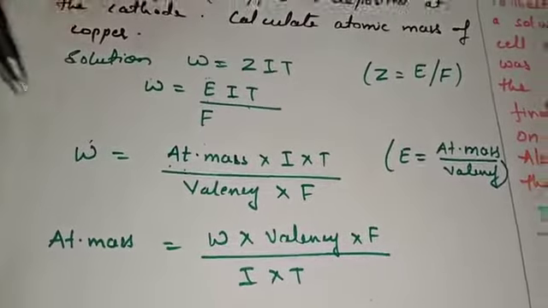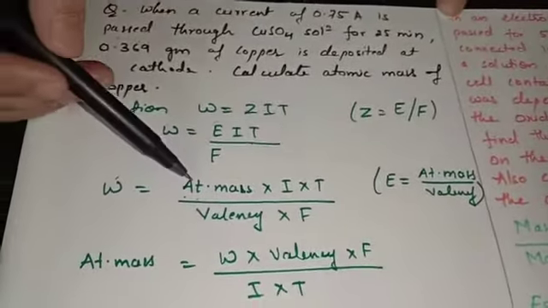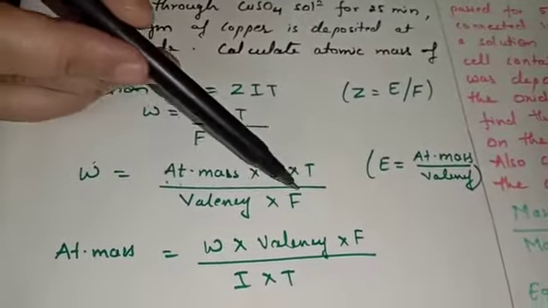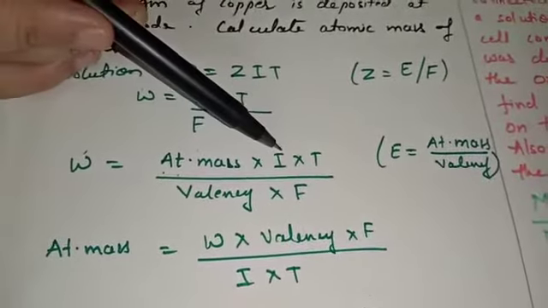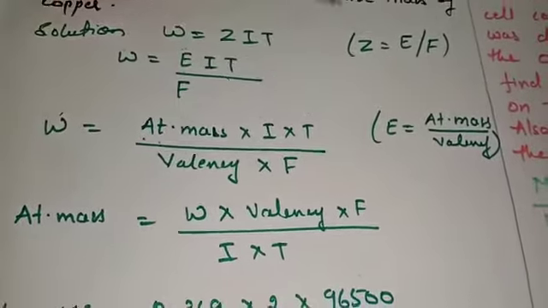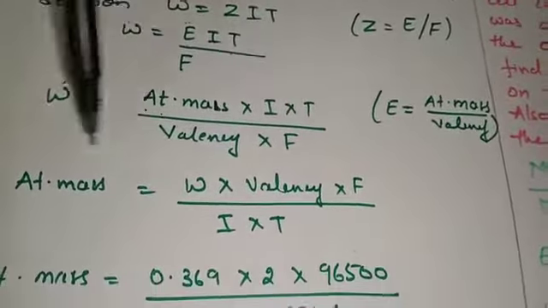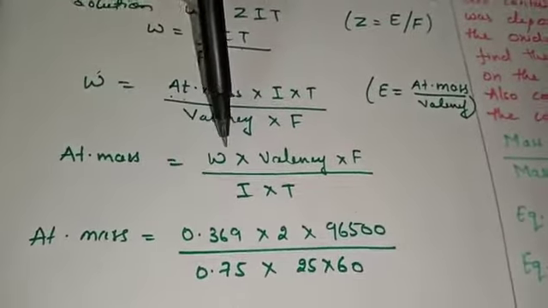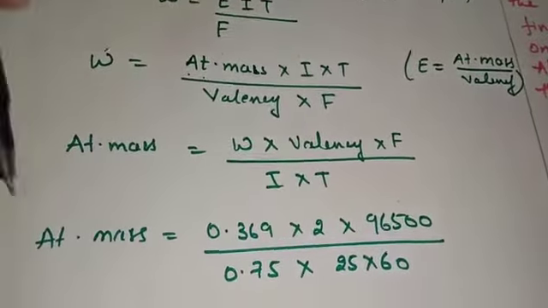Now what are the things given to us? The W value is given, that is 0.369. Atomic mass I have to calculate. We know the valency of copper is 2. Faraday's constant we know is 96500. The I value is given, that is 0.75 ampere, whereas T is 25 minutes, which we have to convert into seconds. As I have to calculate the atomic mass, the formula becomes atomic mass is equal to W into valency into F upon IT.